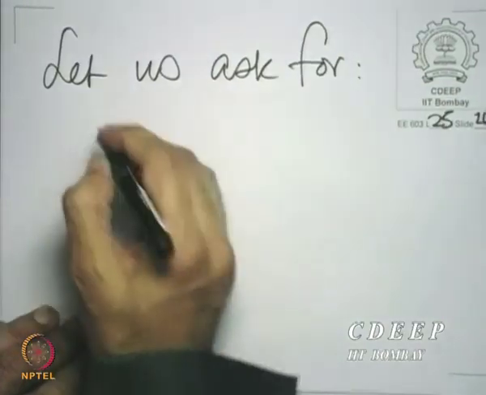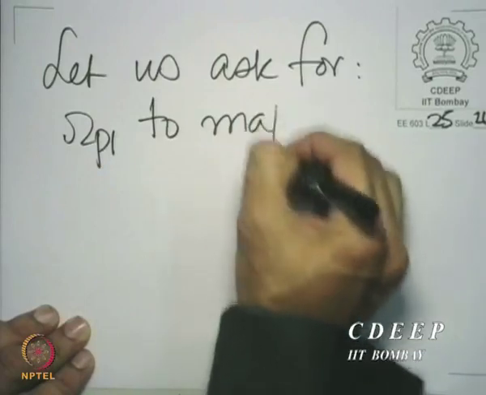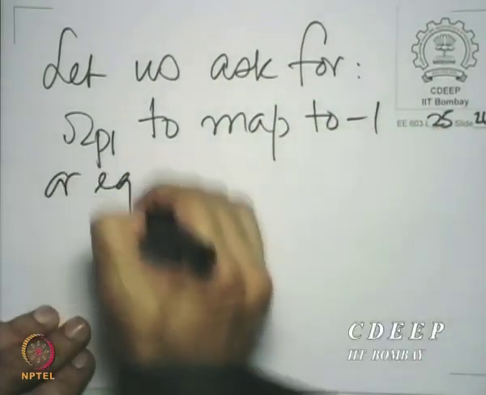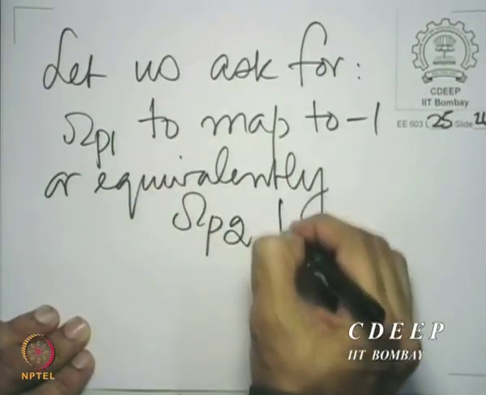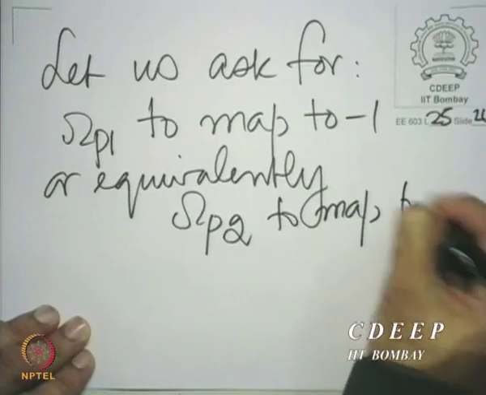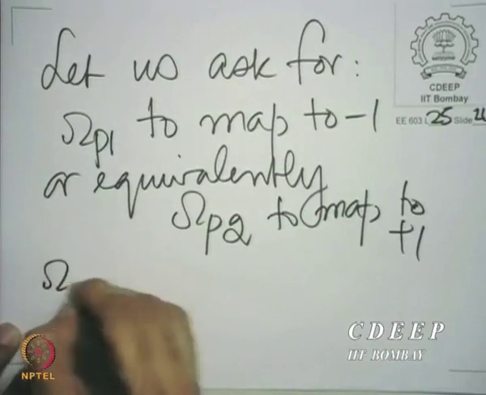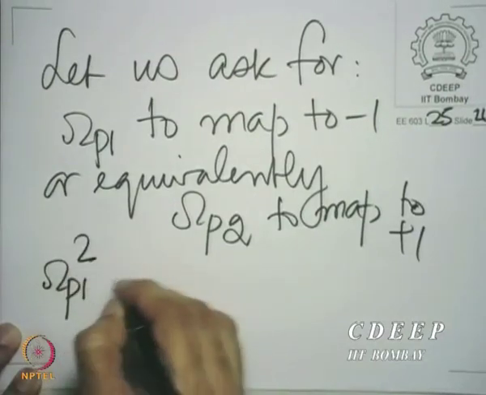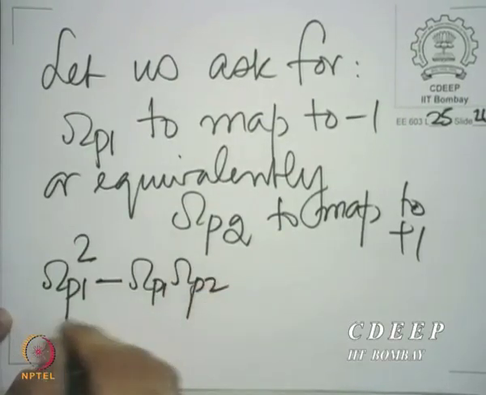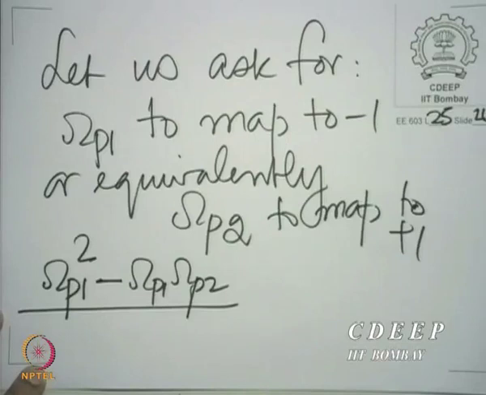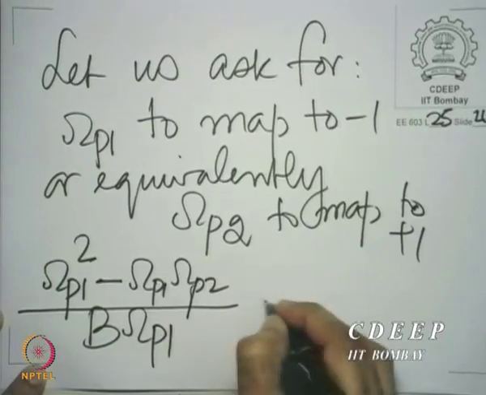So, let us ask for omega p 1 to map to minus 1, or equivalently omega p 2 to map to plus 1. That means omega p 1 whole squared minus omega p 1 omega p 2, because now we have agreed that omega naught squared must be omega p 1 omega p 2, divided by b omega p 1 should be equal to minus 1.